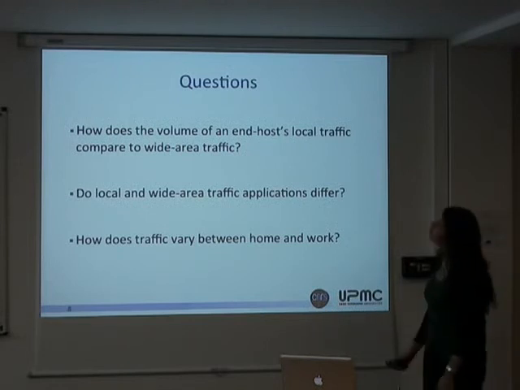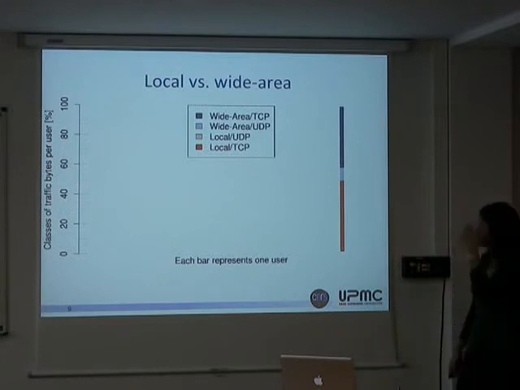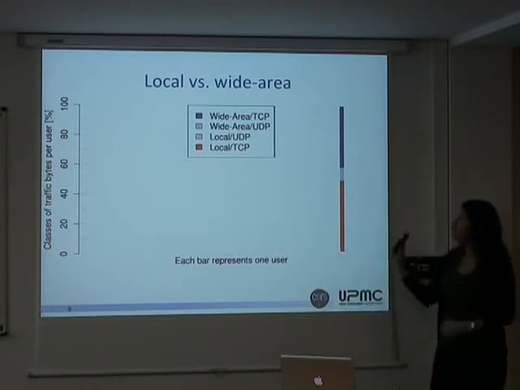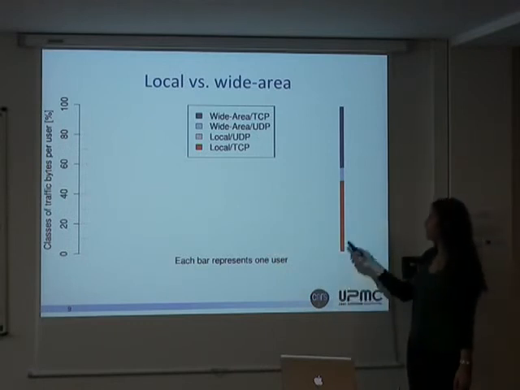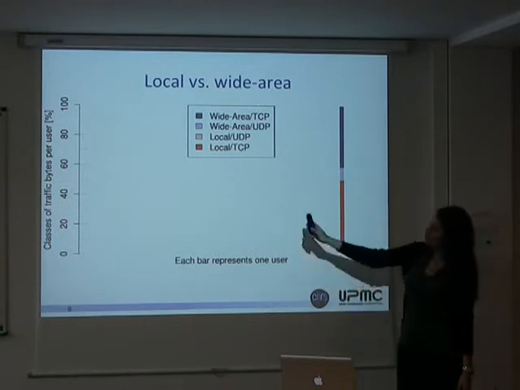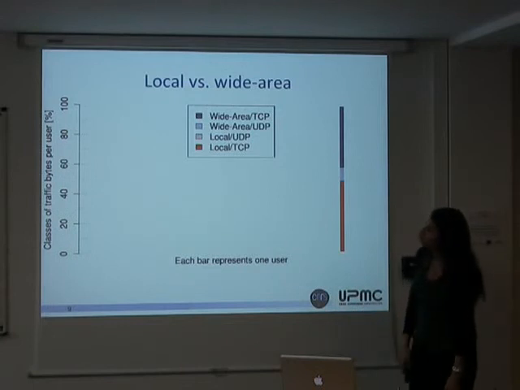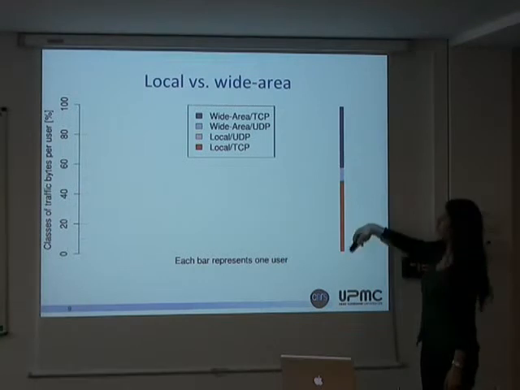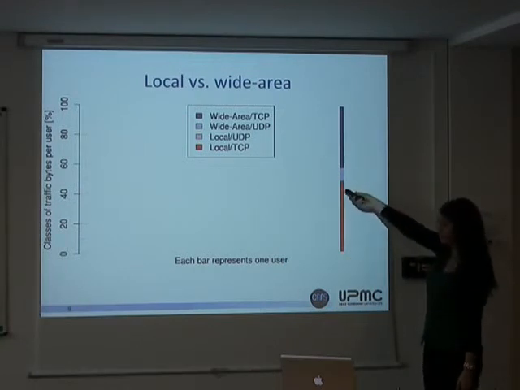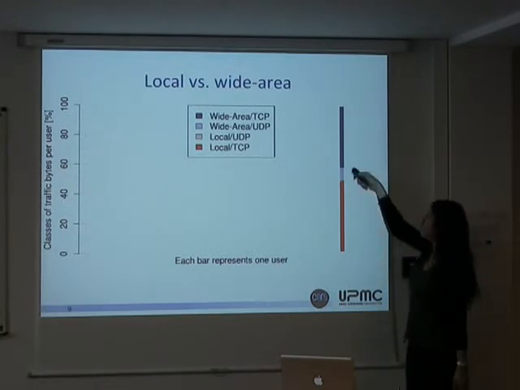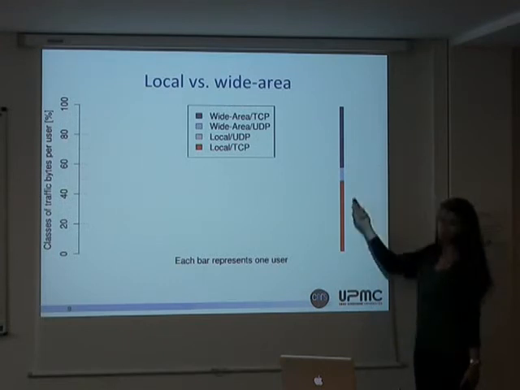So trying to address the first question, let's look at this figure. This figure represents 4 different classes of traffic: the wide area traffic split in TCP and UDP, and the same for the local traffic. Each bar represents one user, and the y-axis represents the percentage of the user's traffic volume in bytes. So here we have an example of one user. We can see that all the local traffic of the user is TCP, up to 50%. And the wide area traffic of this user is composed of 42% of TCP and 13% of UDP.